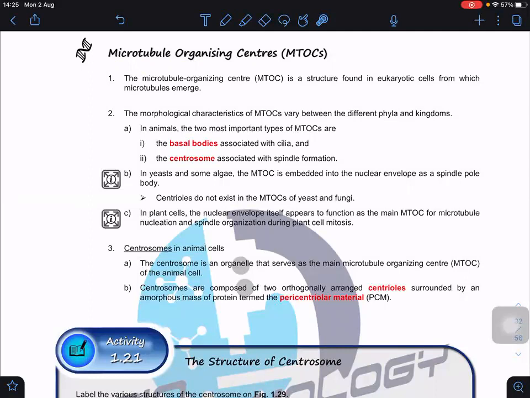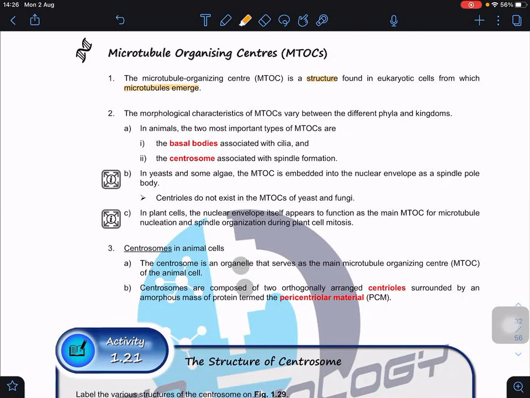The microtubule organizing center is a structure. It's not an organelle. Highlight that, guys: it's not an organelle. It's a structure found in the eukaryotic cell from which microtubules emerge. So if you want to form or organize microtubules, any organelle or any structure that can perform this role will be termed an MTOC. Are you clear?